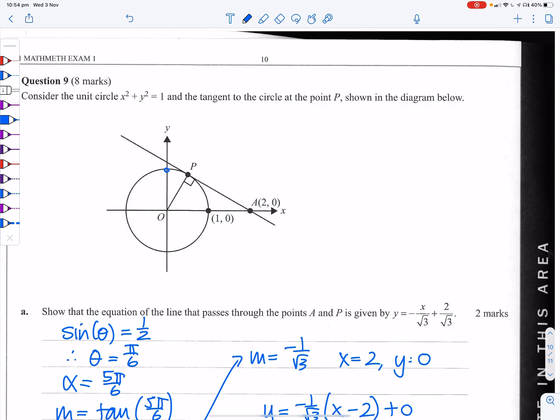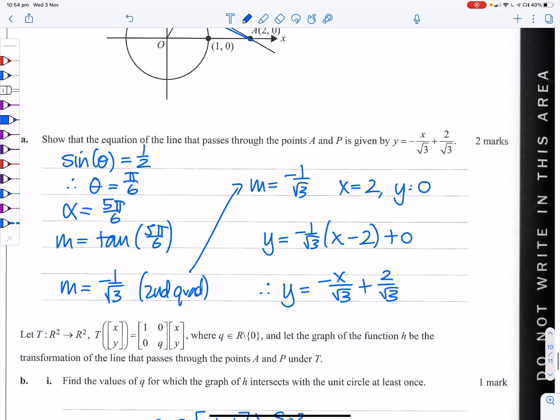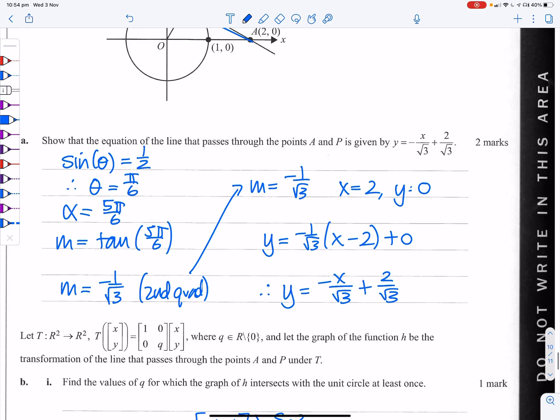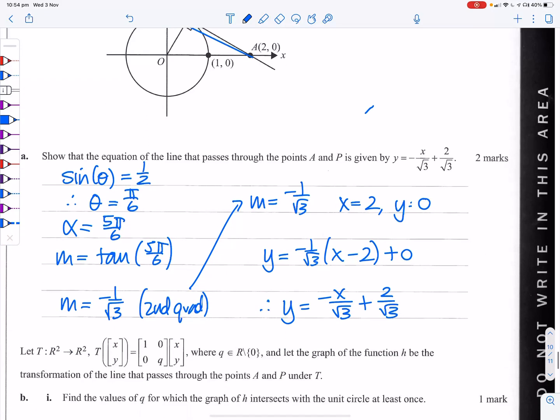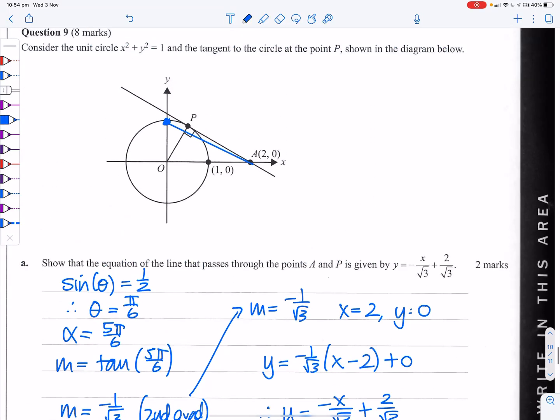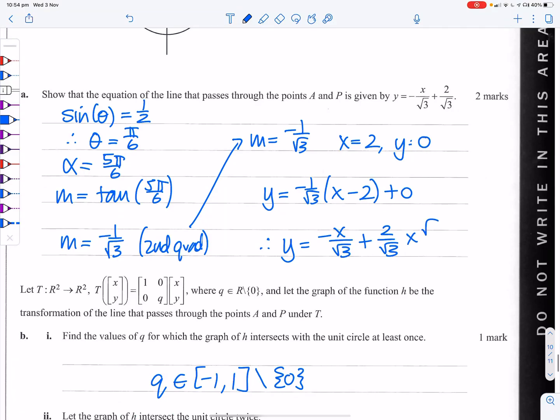Now, how do we get this point? Well, we know if the y value is 2 on root 3, we want the y-intercept, we want this to become 1. And the way that we would do that is multiply it by root 3 over 2, because we know that will equal 1.